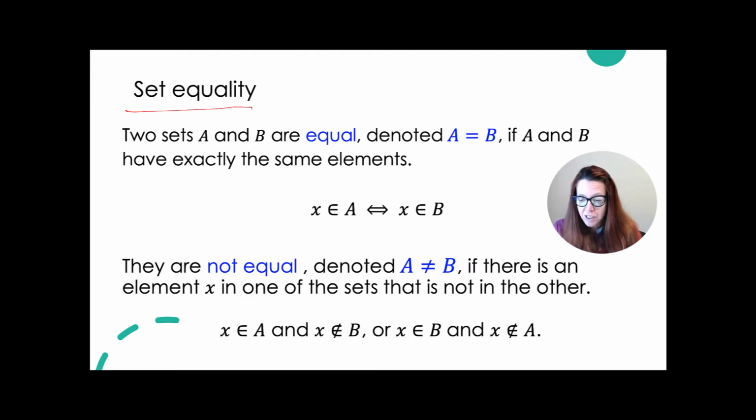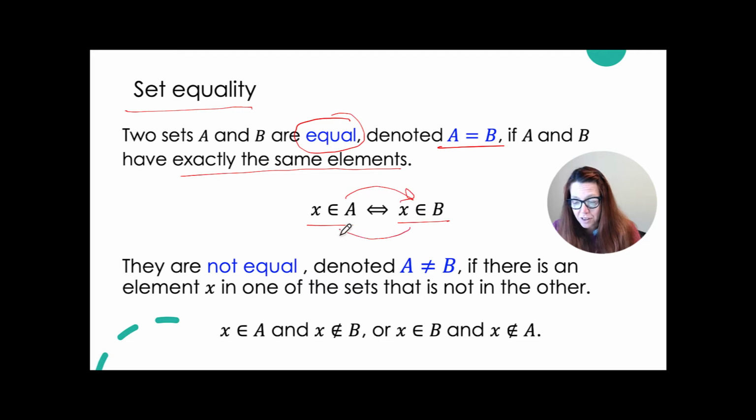Well, we say that two sets are equal, and we denote it just using equality, if A and B have exactly the same elements. Okay, so if an element X is in A, it's in B, and if it's in B, it's in A. So it goes both directions. If X is in A, X is in B. If X is in B, X is in A.